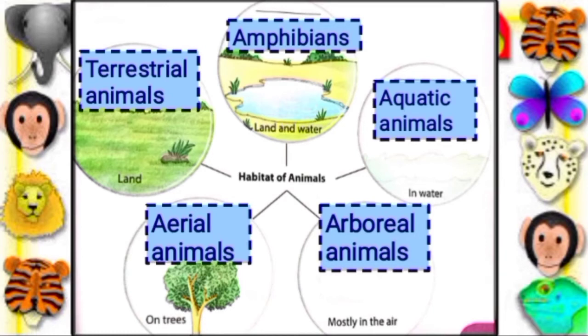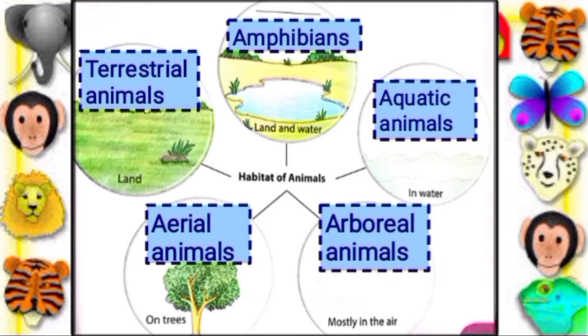A fish can only live in water. Animals with a thick furry coat live in very cold places. So the place where an animal can live is called its habitat.